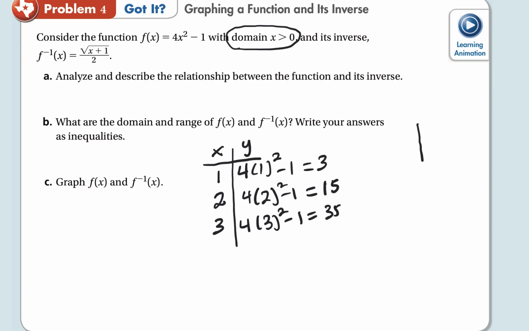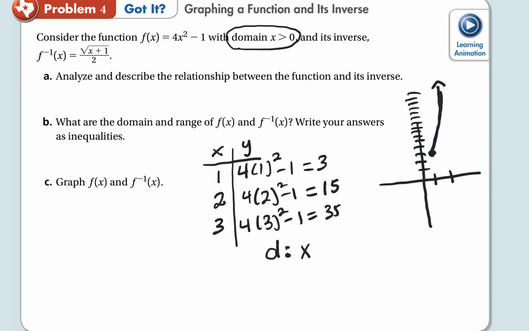So here is my graph. So it's 1, 3. Then it's 2, 15. It goes pretty fast. So it's going to look something like this, right? And of course, I can't graph the last one, 3, 35. So if you notice, the domain is x is greater than 0, and the range is y is greater than or equal to 3.